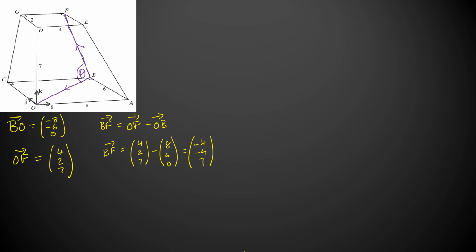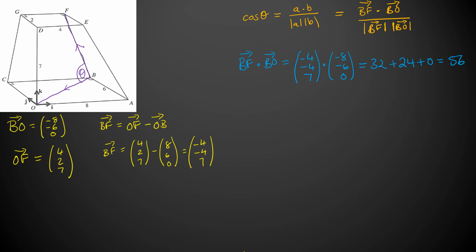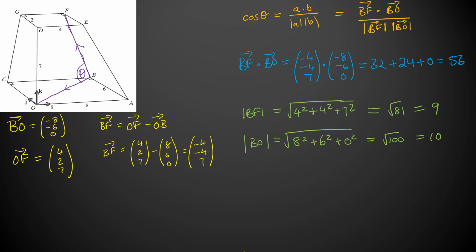Next is to work through finding the angle. So we're going to use the scalar product, which is actually defined in the question that we had to use, and that looks like this. And if we put it in context of this question, it will look like this. So first thing is to work out the scalar product of BF and BO. And once we've got that, we need the modulus of BF and the modulus of BO. Then we've got all the pieces that we need to put it into the scalar product formula.